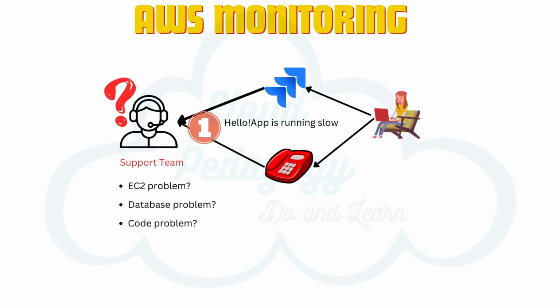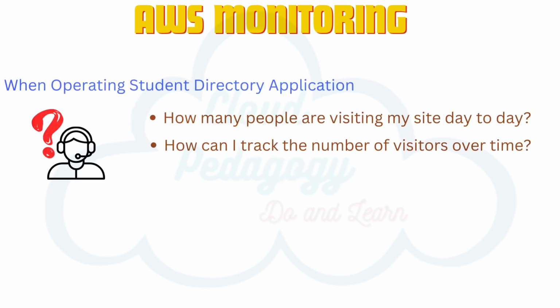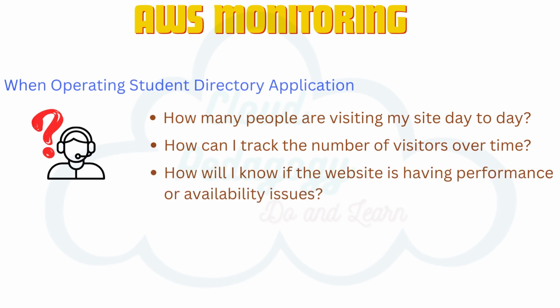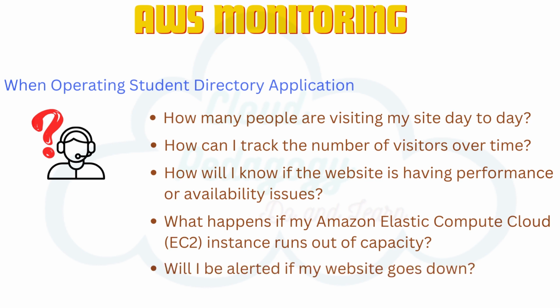When operating a website like the Student Directory application on AWS, you also may have questions like how many people are visiting my site day to day, or how can I track the number of visitors over time? How will I know if the website is having performance or availability issues? What happens if my EC2 instance runs out of capacity? Will I be alerted if my website goes down? Without monitoring, you have to do some digging to figure that out.